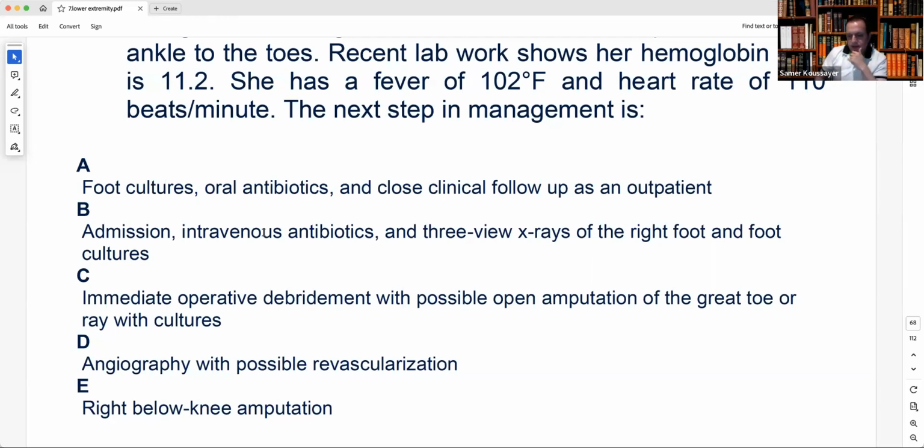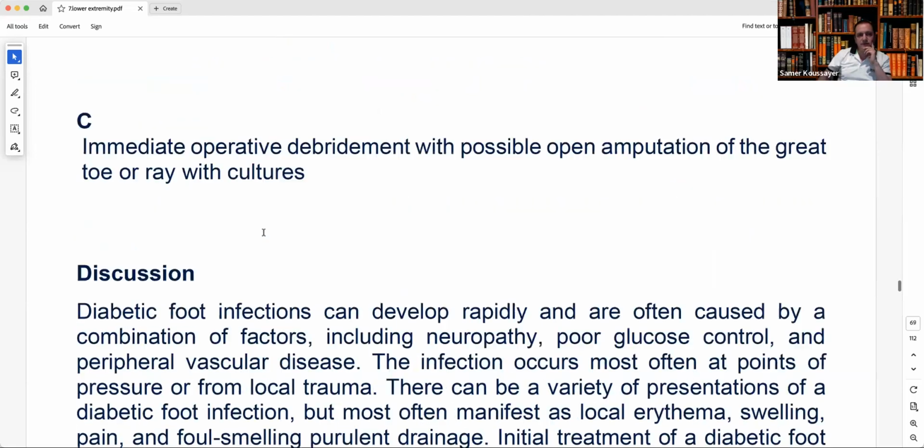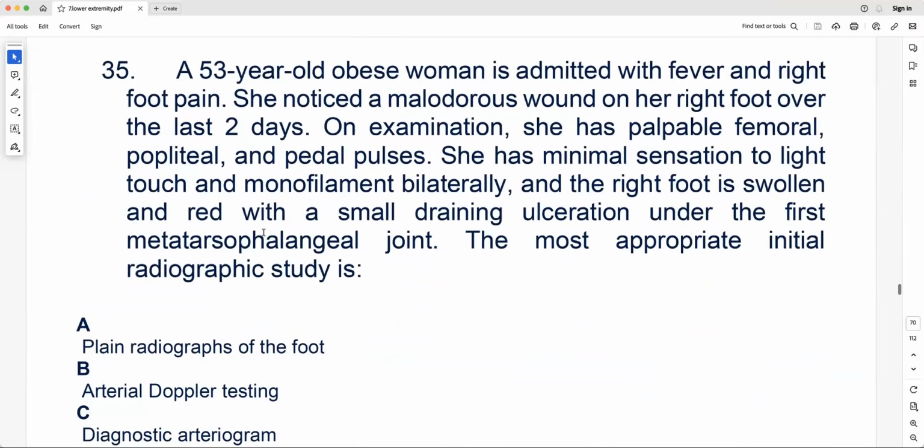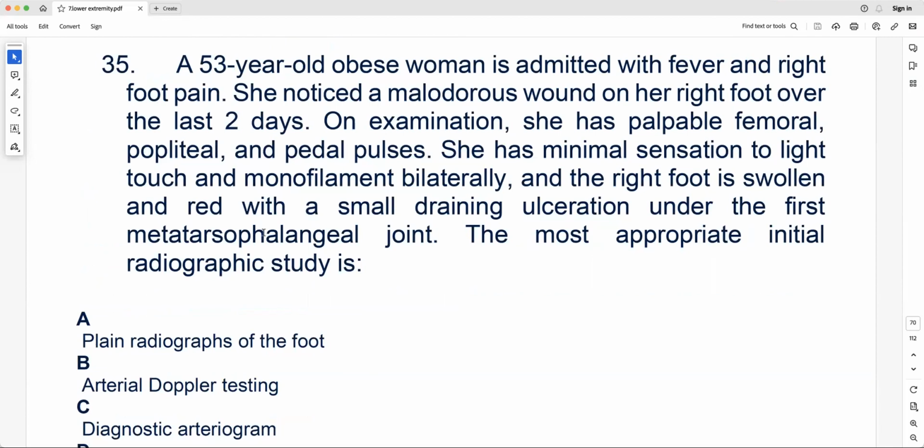For the next one. Maitham, you want to take it? Yes, Dr. Samer. All right, let's see.